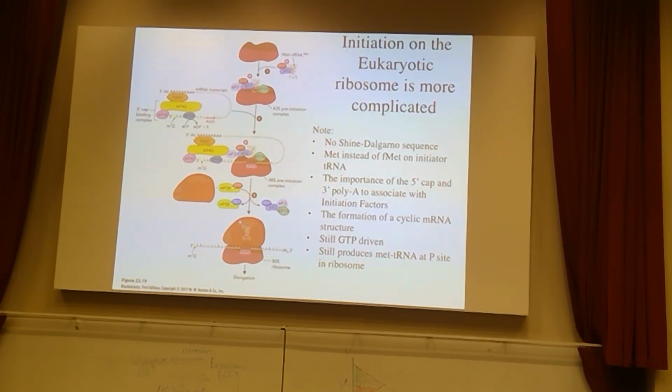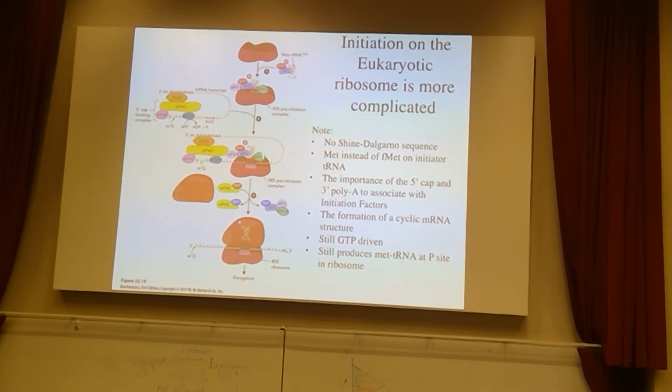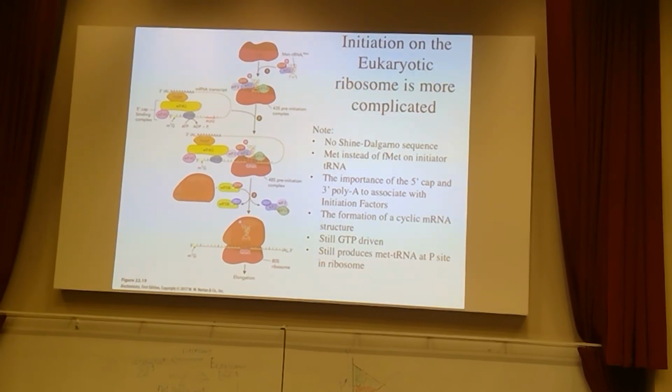Yeah? What is the energy from the hydrolysis of GTP used for? It's used to kick off the initiation factors. Yeah. So there is a favorable binding interaction of the initiation factors with the mRNA and with the small subunit, and this just kind of shakes them off.